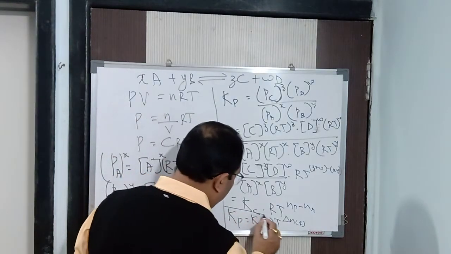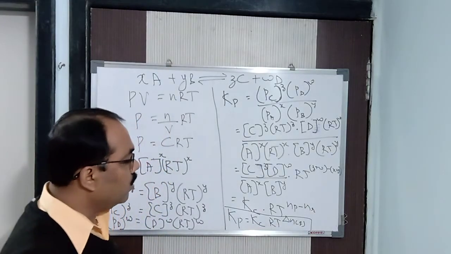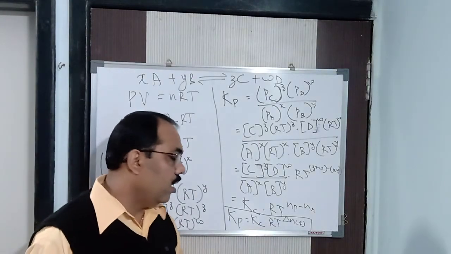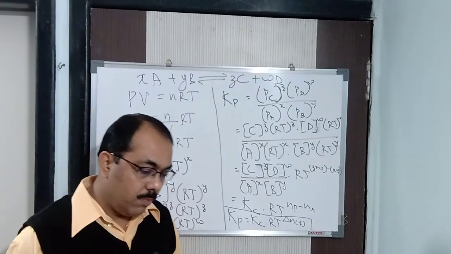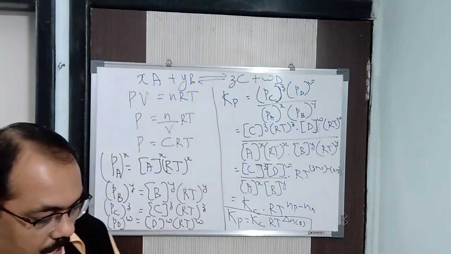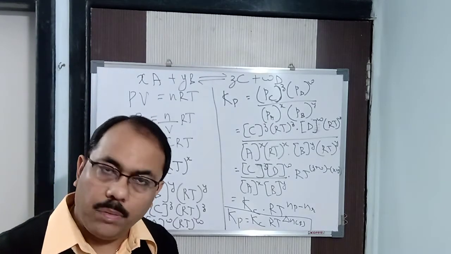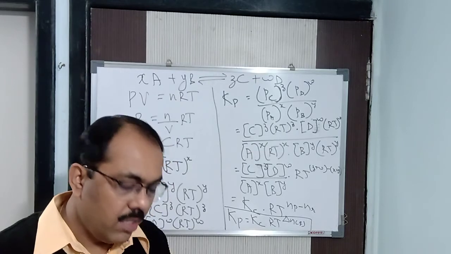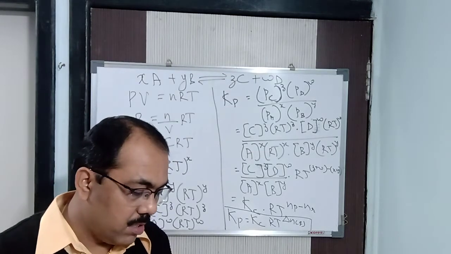So hence we got the relationship Kp is equal to Kc into RT to the power delta Ng. This is a very important relationship. Generally the value of R we take as 0.0821 liter atm per Kelvin per mole, where pressure is in atm, volume is in liter, and temperature is in Kelvin.